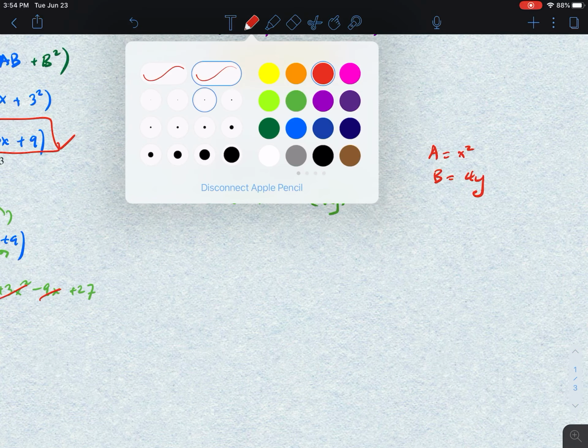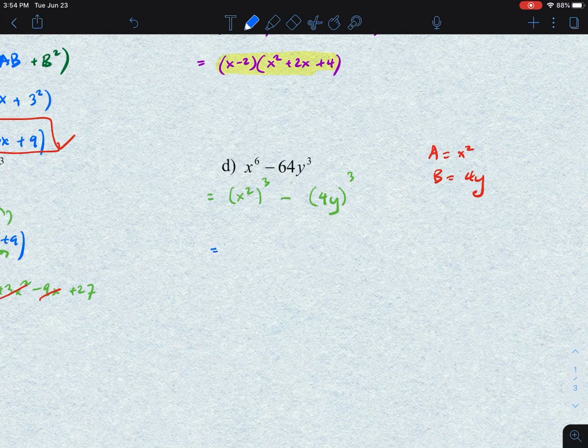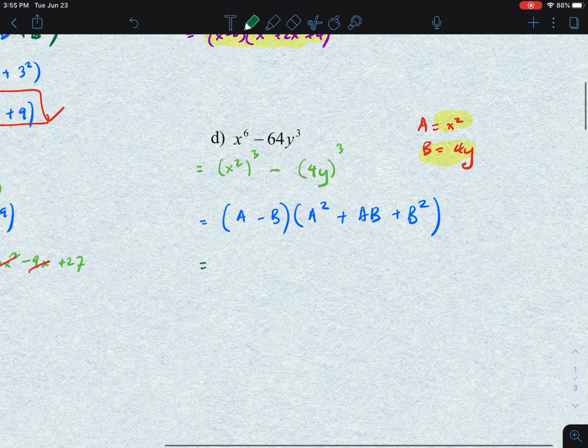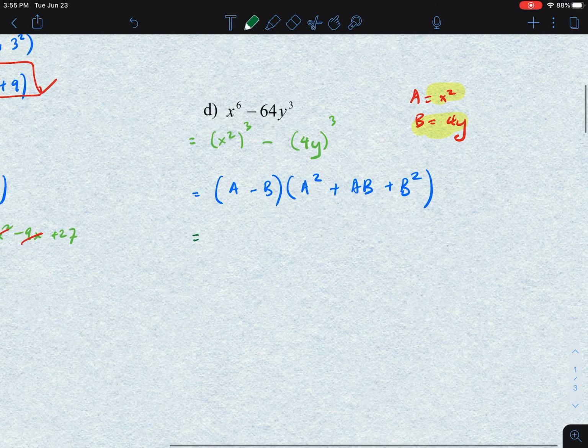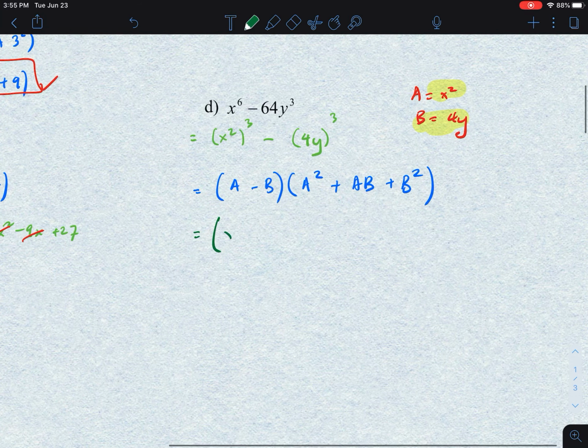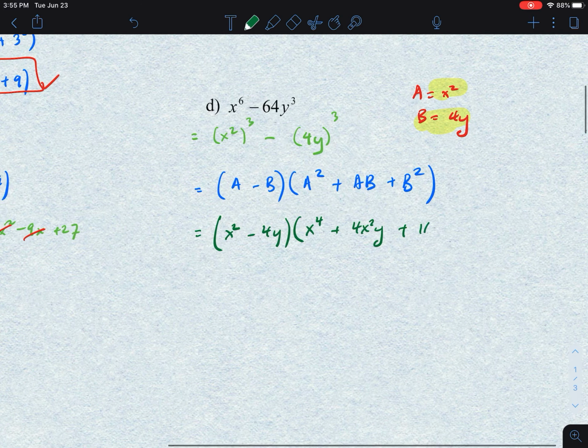So now we're just going to apply it to the formula. The formula says it is a minus b times a squared plus ab plus b squared, right? So now we plug what a and b equal into the formula. It's easier once you write the formula down and have your a and b on the side, and you just plug everything back into the formula. Much easier. So x squared minus 4y, and then x squared squared is going to be x to the fourth, plus 4x squared y, plus b squared is 16y squared.